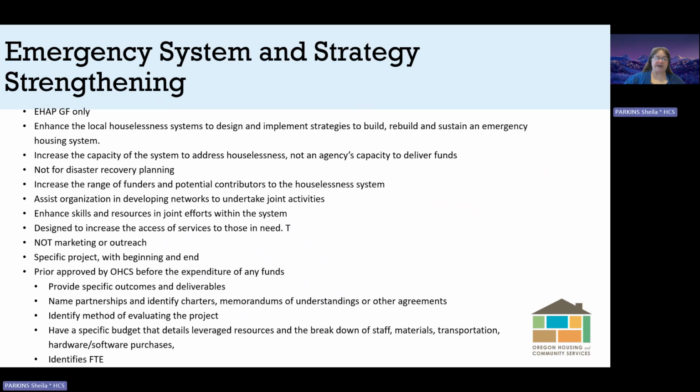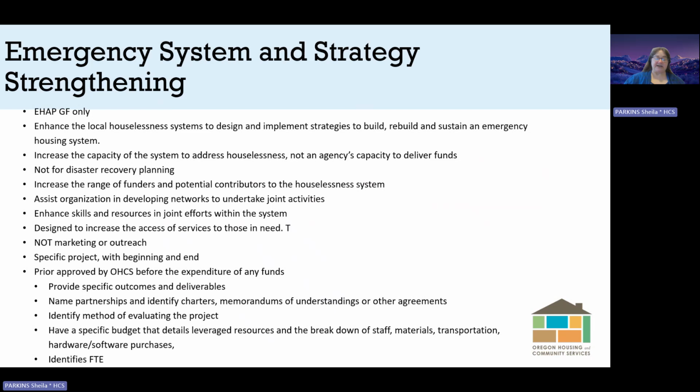All ESSS projects must be prior approved by OHCS before the expenditure of any funds. Grantees will need to provide specific outcomes and deliverables, name partnerships, and identify charters, memorandums of understanding, or other agreements, increase service capacity in their system, identify grantees' method of evaluating the project, and have a specific budget that details leverage resources and the breakdown of staff, materials, transportation, hardware, and software purchases, as well as what specific staff and FTEs will be involved in the project.